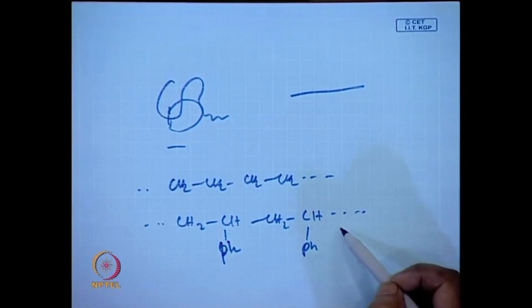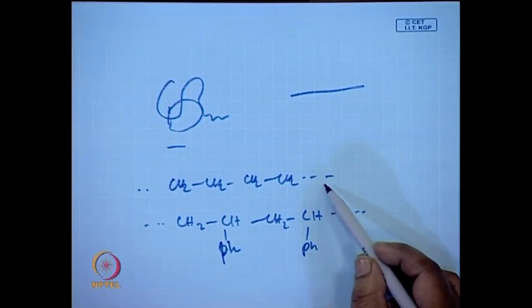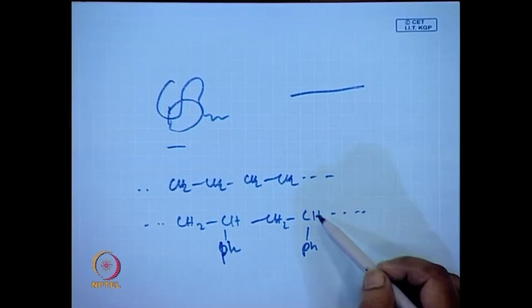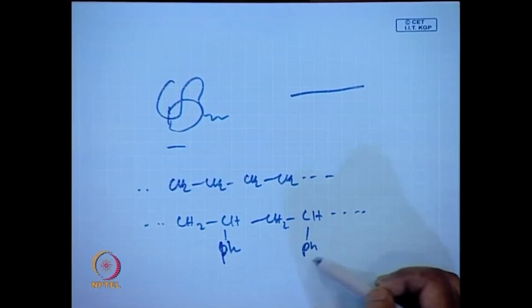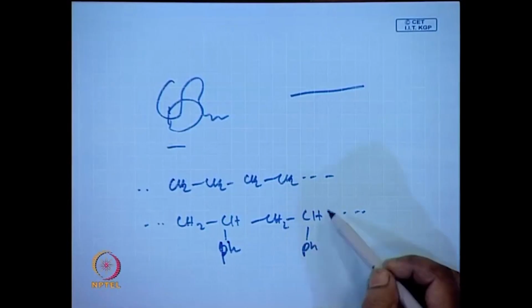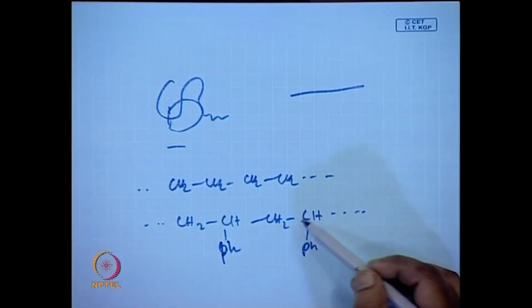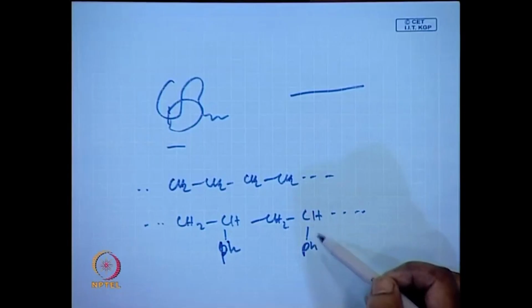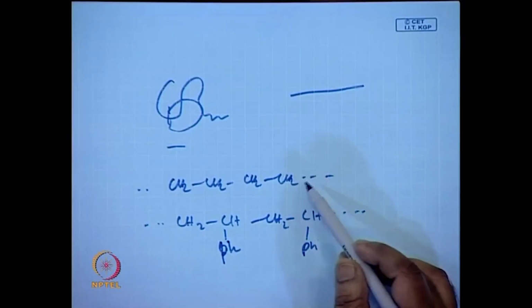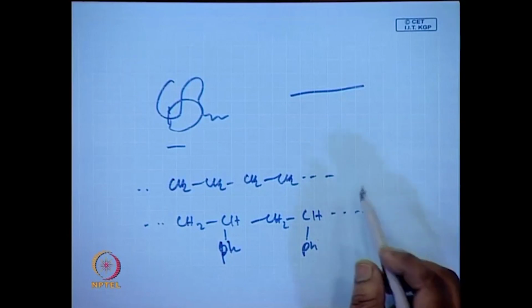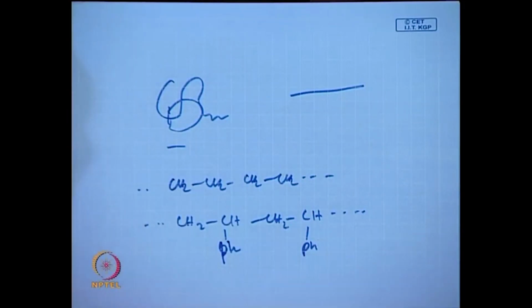We will say that it is a stiffer chain than polyethylene, or in other words, polyethylene is a more flexible chain than polystyrene. But still, in spite of the phenyl side group, it also has significant rotational freedom across the single bond. So, it will also be coil shaped, but the degree of coiling may be lower than a more flexible chain like polyethylene.